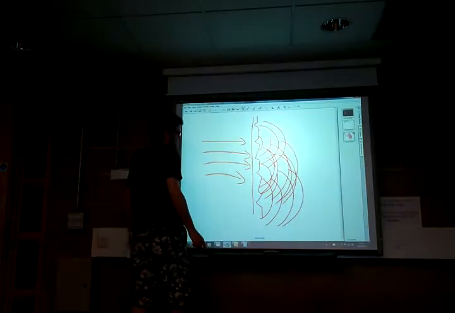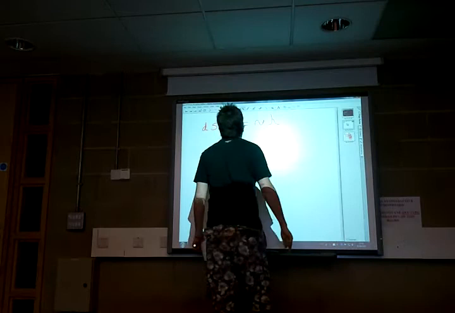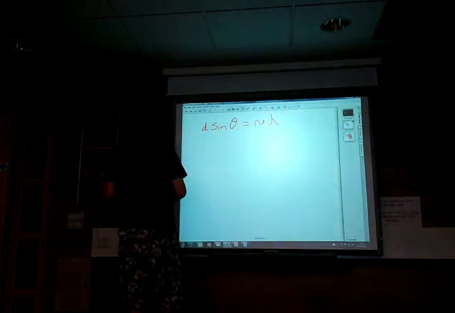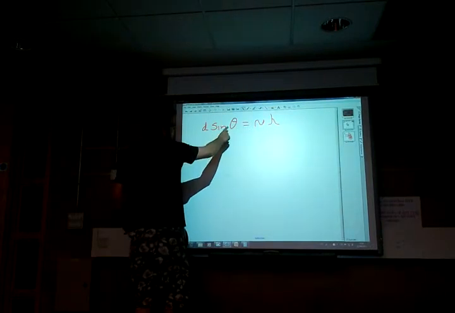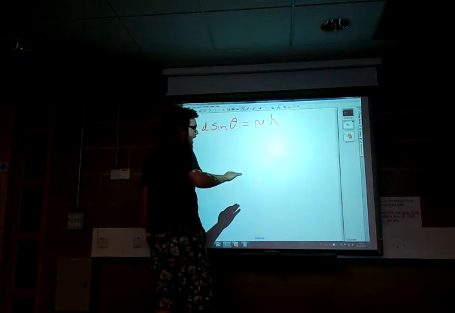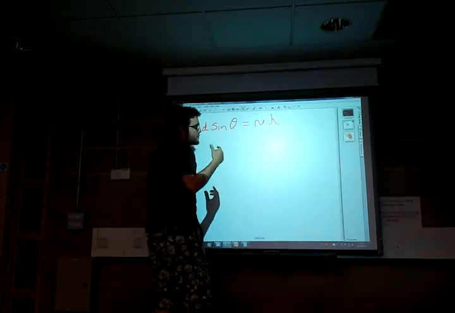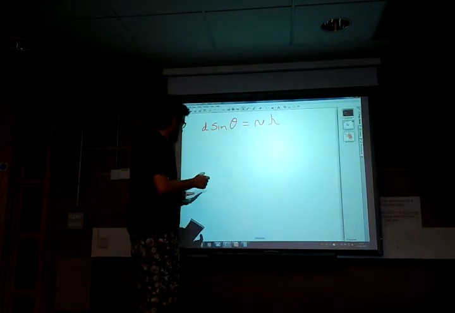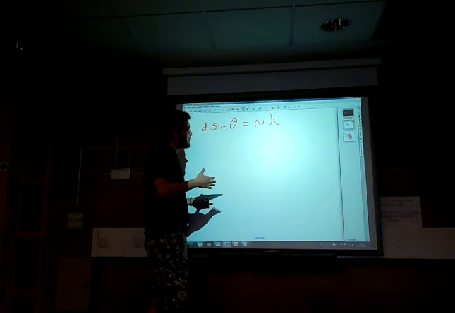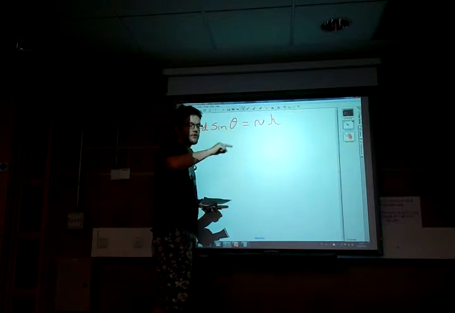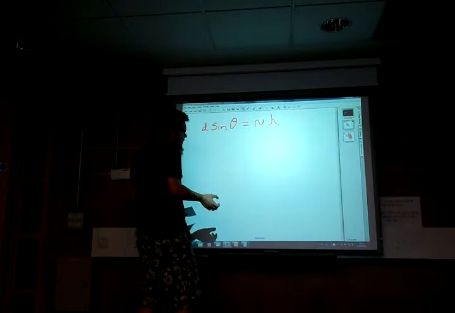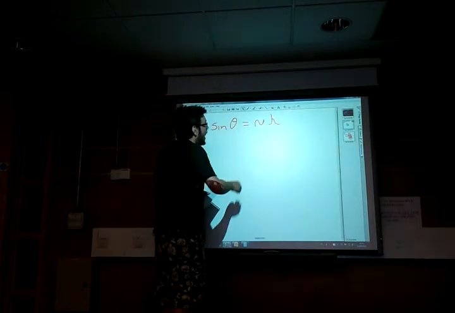So what does that actually mean? I've already got it written here. The sine of the angle is the angle that we're looking for as it comes back out. And d is the spacing in between the grating lines. Some of these glasses have, and the example we're going to use has, 500 lines per millimetre. So the gap in between those is absolutely tiny.